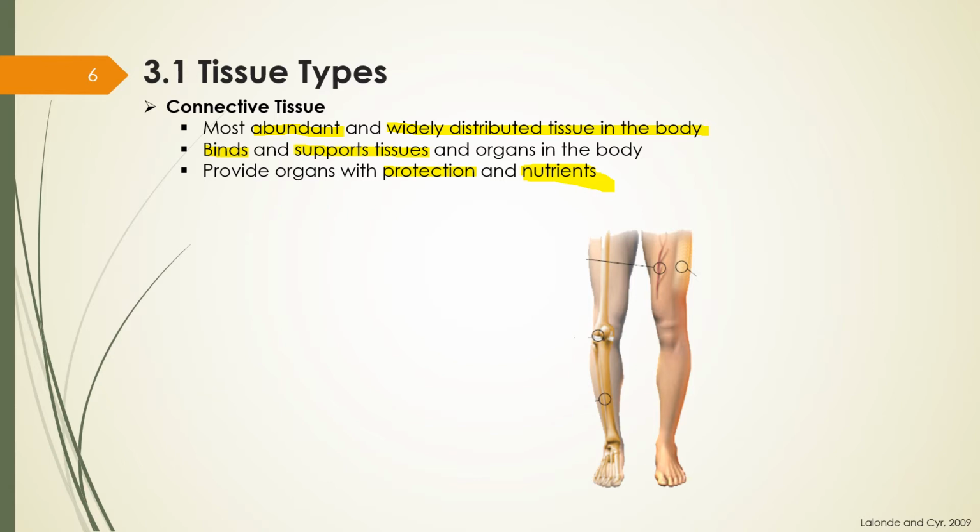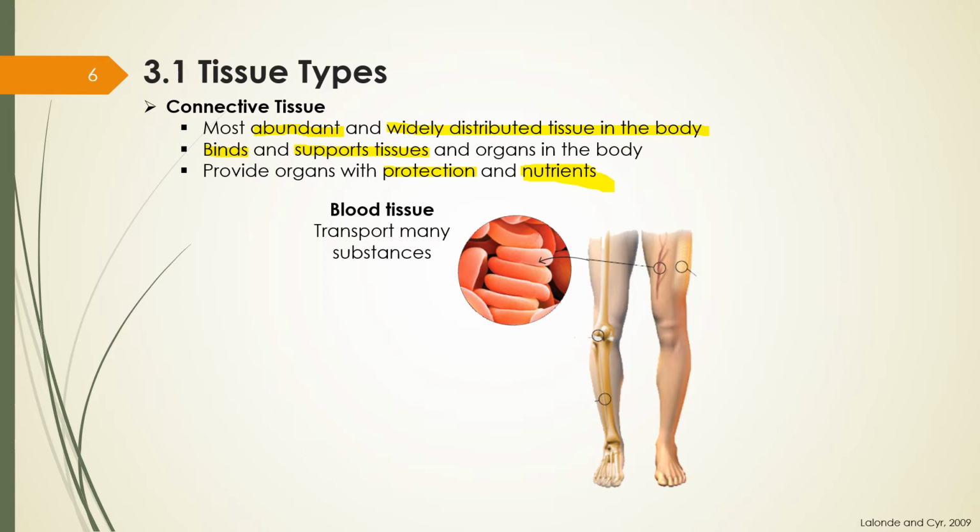To explain the connective tissue, let's take an example of your leg. We have different kinds of connective tissue in your leg. Let's say this one. This one is the blood. The blood tissue is a kind of connective tissue. And what's the function of the blood? The transportation of many substances. So this is one kind of connective tissue that has the function of transportation.